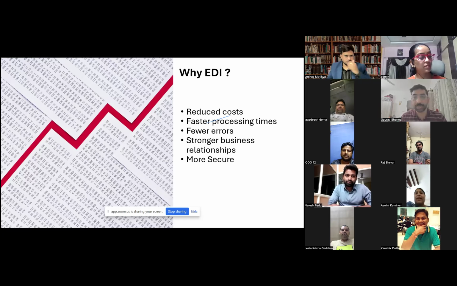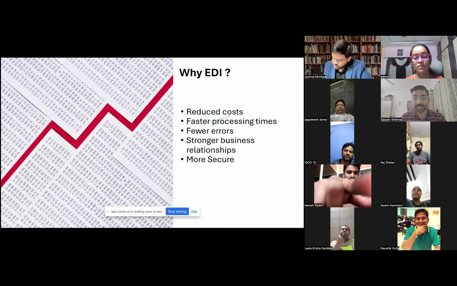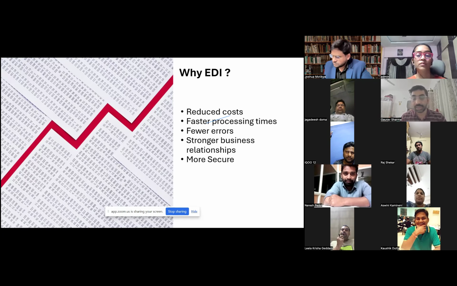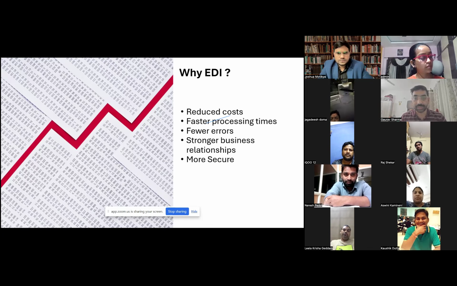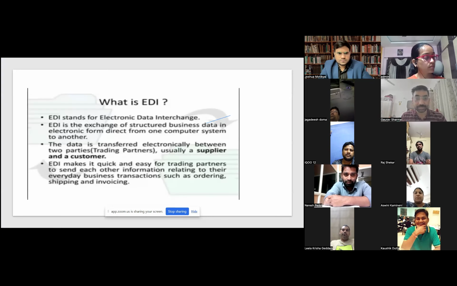So overcoming all these disadvantages: reducing the cost, faster processing time, fewer errors, stronger business relationships between the business organizations, and more secure. This is the EDI concept, and it has been introduced in the market. So, what is EDI basically?